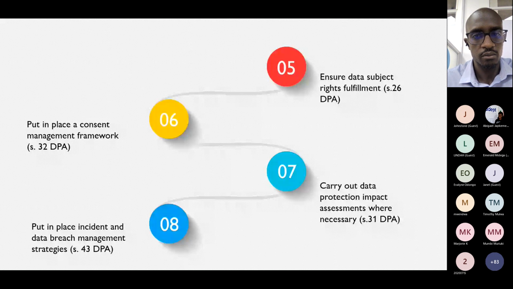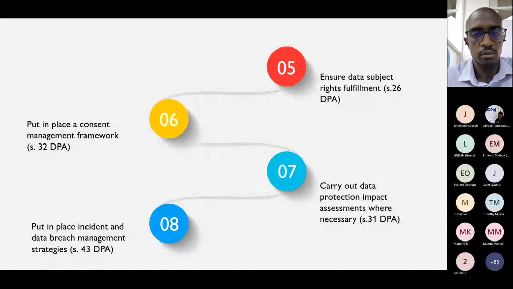Number 7 there, you need to carry out a data protection impact assessment where necessary. Section 31 of the Data Protection Act says it is where processing operations might result in high risks to the rights and fundamental freedoms of a data subject. So it's not in all cases that there will be high risk. And it's not in all cases that you need to consult the data commissioner prior to processing data, because Section 31 also says that you consult the data commissioner if your processing will result in high risk to the data subject.